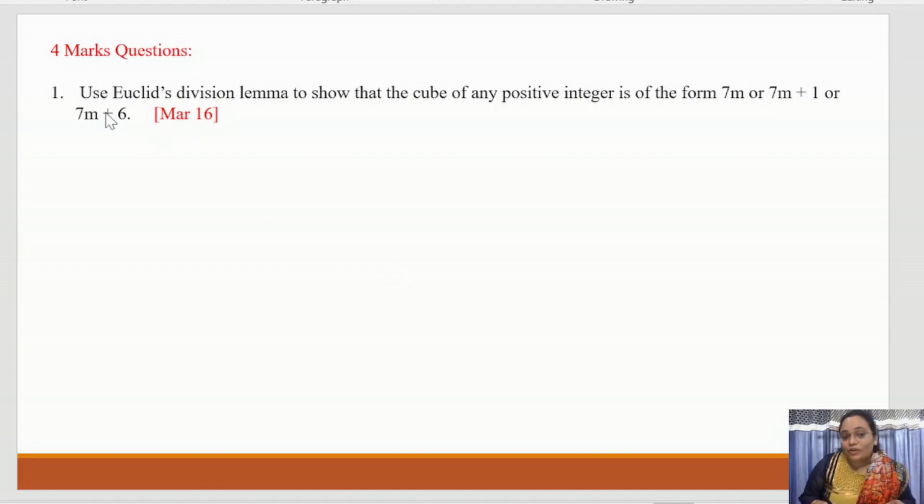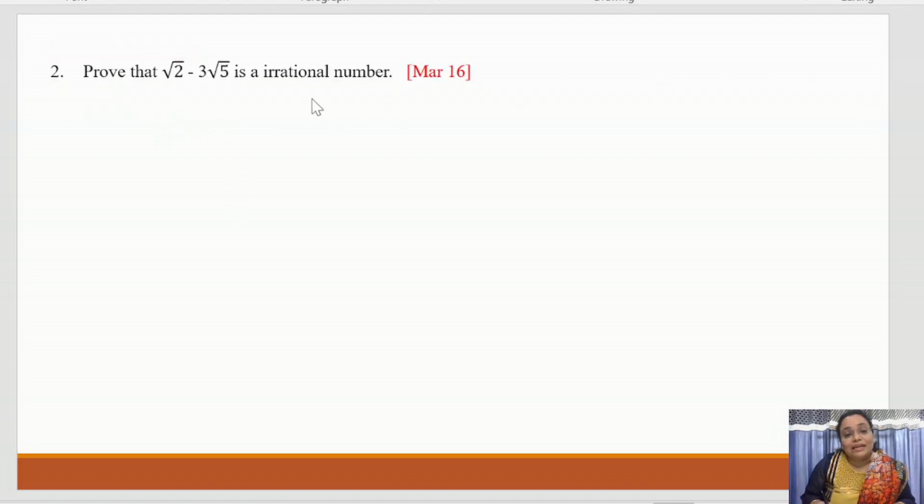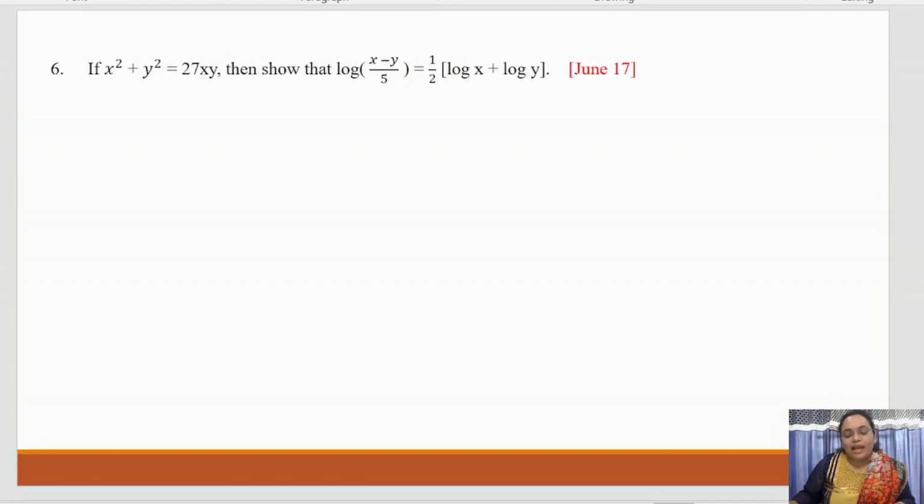One question is: use Euclid's division lemma to show that the cube of any positive integer is of the form 7m or 7m plus 1 or 7m plus 6. The numbers may change in the questions. The next question might be on irrationality. This is the other question you might expect. And the other question is from logarithms. Now let us solve these questions.